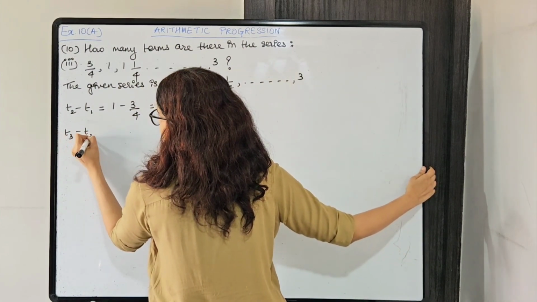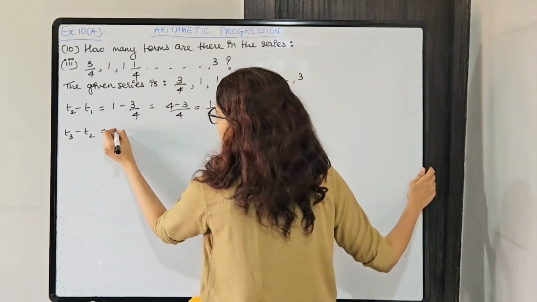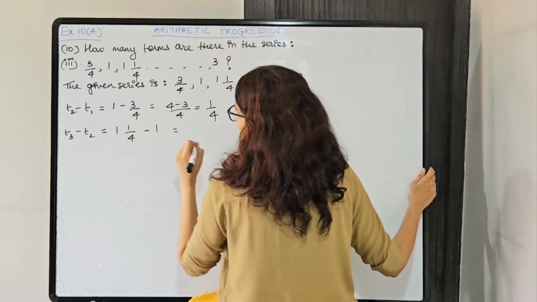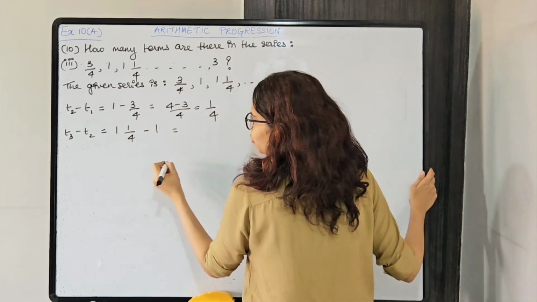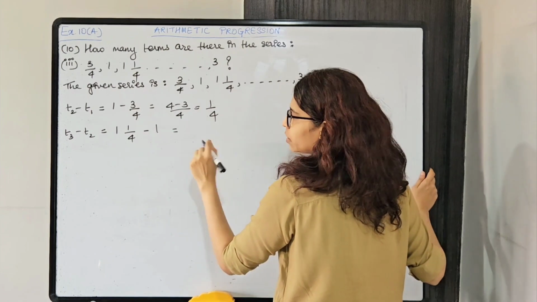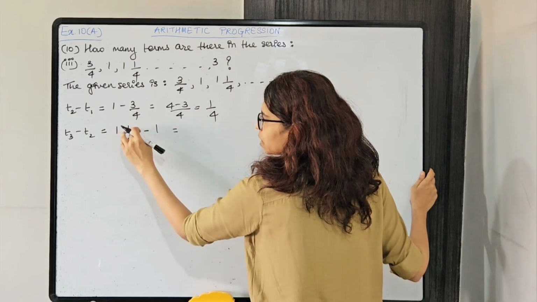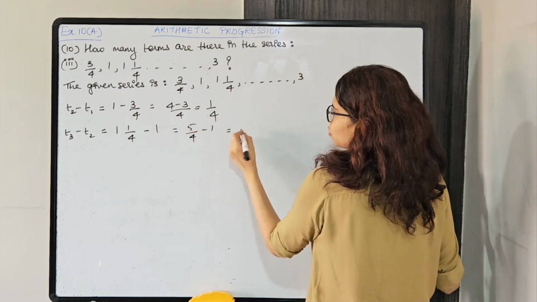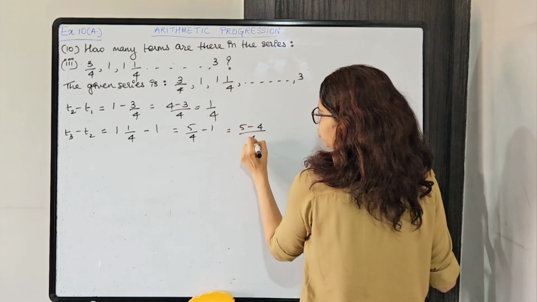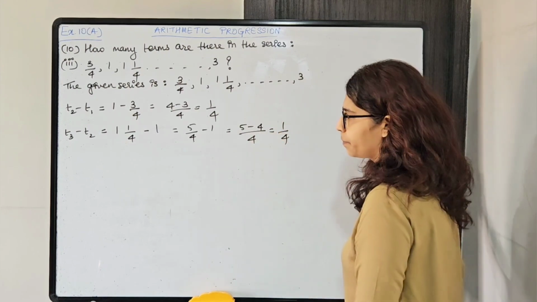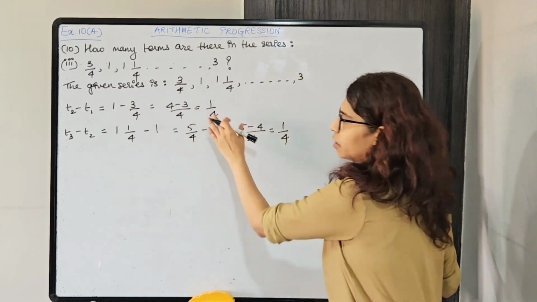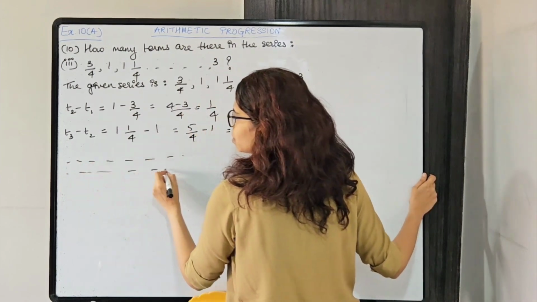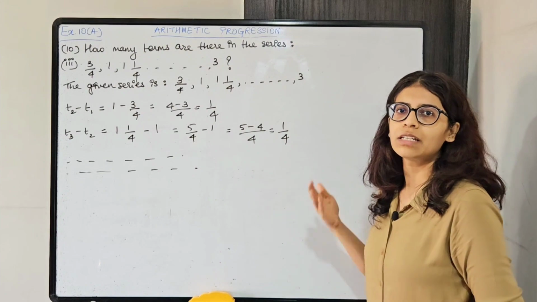T3 minus T2, we should get same value, 1 and 1/4 minus 1. Okay, consecutive terms. So mixed fraction को पहले proper fraction में convert करो. 4 1s are 4, 4 plus 1 5, 5/4 हो जाएगा, minus 1. So 5 minus 4/4, that is 1/4. Okay, so we got the difference same. You'll write down the statement. Since the difference between the two consecutive terms is same, the series is an AP.